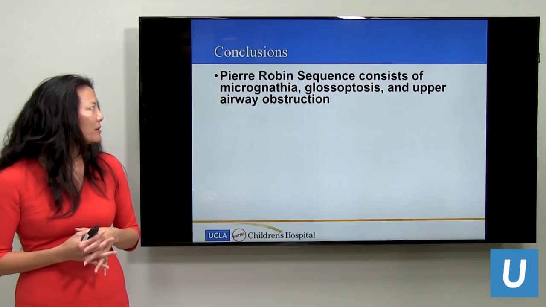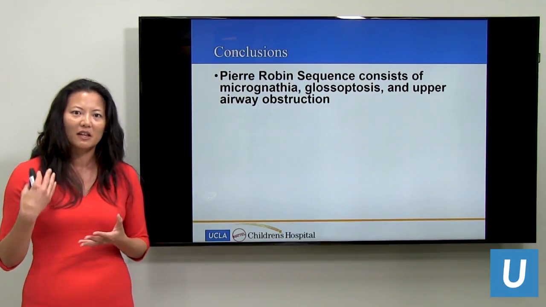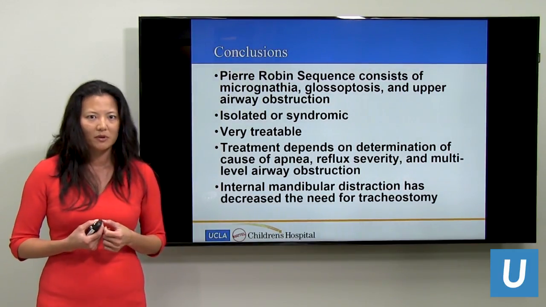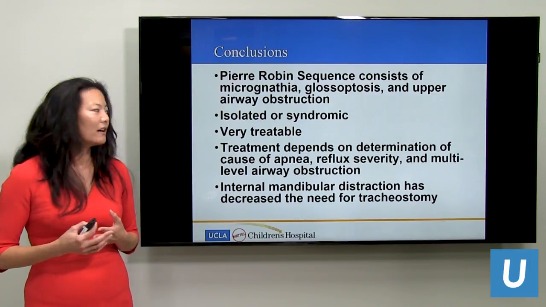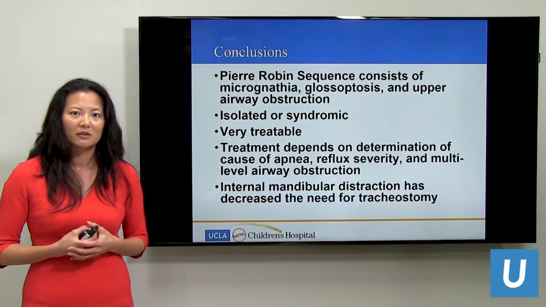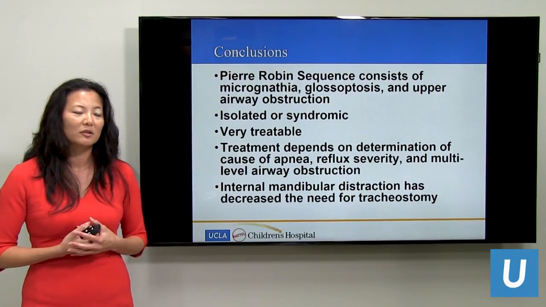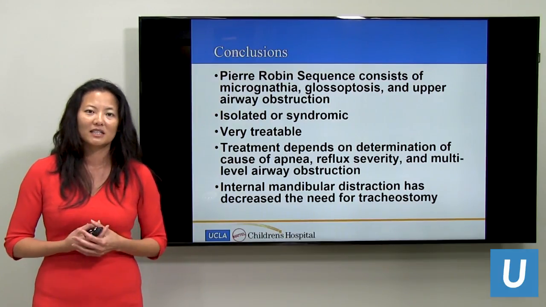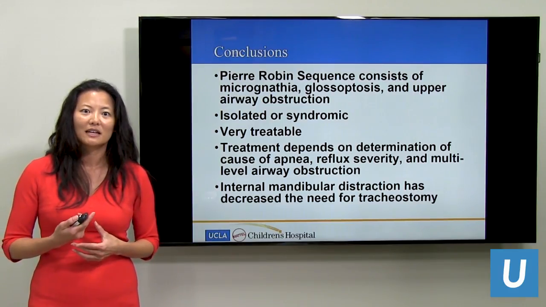So in conclusion, Pierre sequence consists of micrognathia, small jaw, glossoptosis, the tongue falling back, and airway issues. It's isolated or syndromic. It's very treatable. And the treatment really depends on the determination of what's a reason for airway issues, what's a reason for respiratory distress, what's the severity of reflux, and also if there's multi-level airway obstruction. The internal mandibular distraction has decreased the need for tracheostomy. That's our treatment of choice here, and I'll take any questions now.